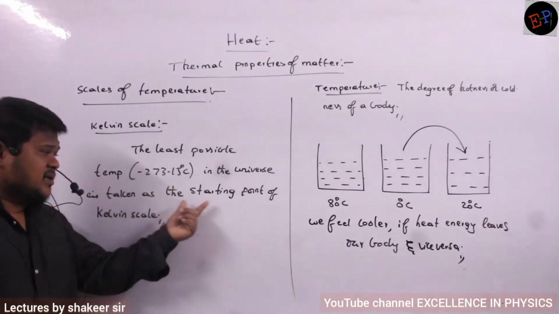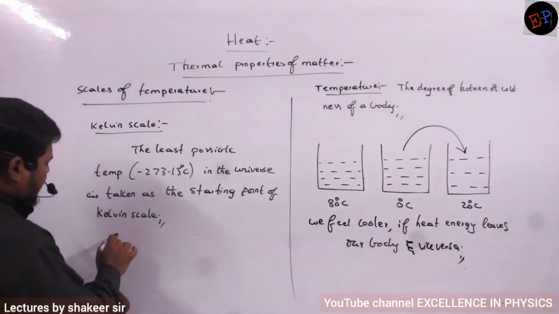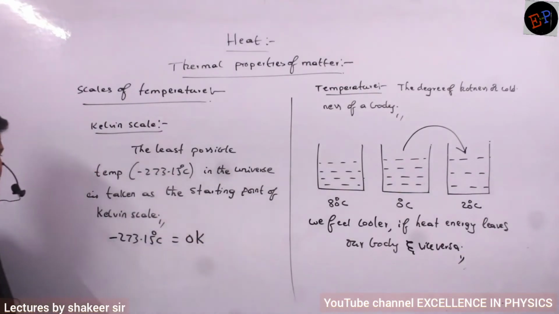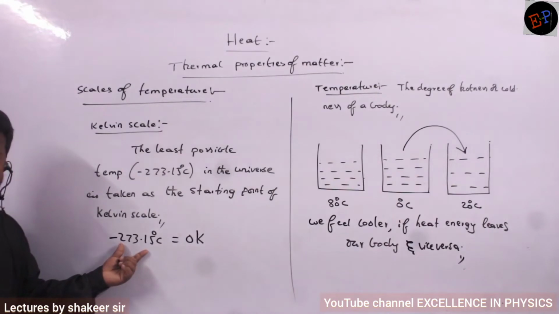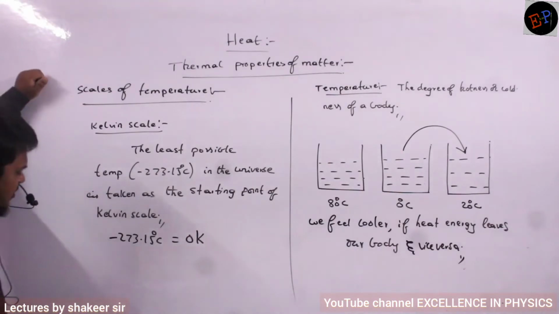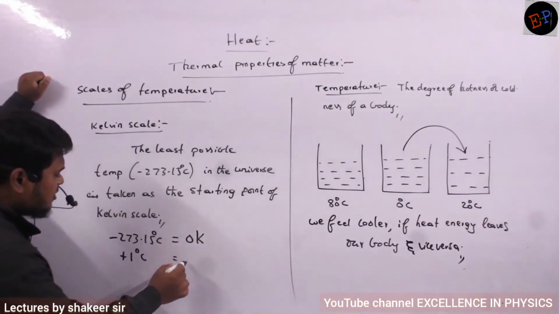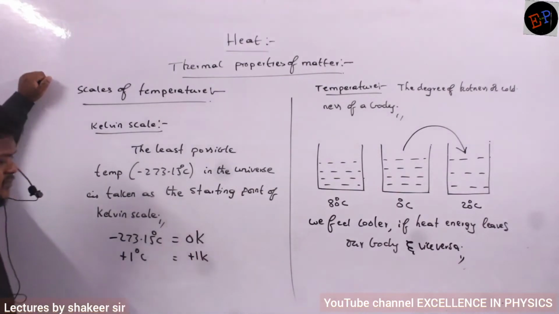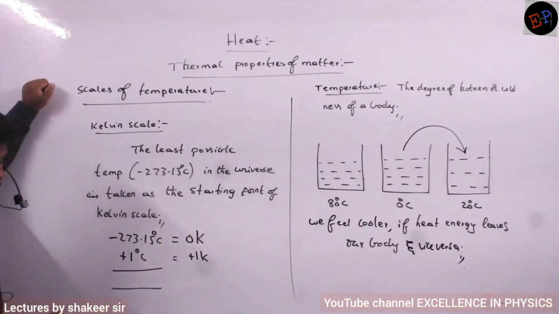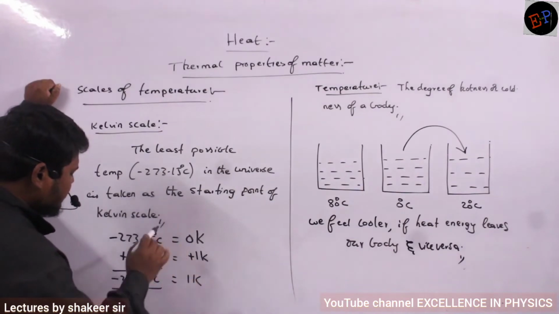And that lower limit is taken as the starting point for which scale? For the Kelvin scale. Are you able to understand? So therefore what do we write? Minus 273.15 degrees Celsius is taken as 0 Kelvin. Okay? So this least possible temperature in the universe is taken as 0 Kelvin. Understood? And if I want to rise here by plus 1 degree Celsius, then in the Kelvin scale also I have to add plus 1 Kelvin. Understood? Clear? Therefore what will be its value, can you say? Minus 273 plus 1, minus 272.15 degrees Celsius will be equal to 0 plus 1, which is 1 Kelvin.